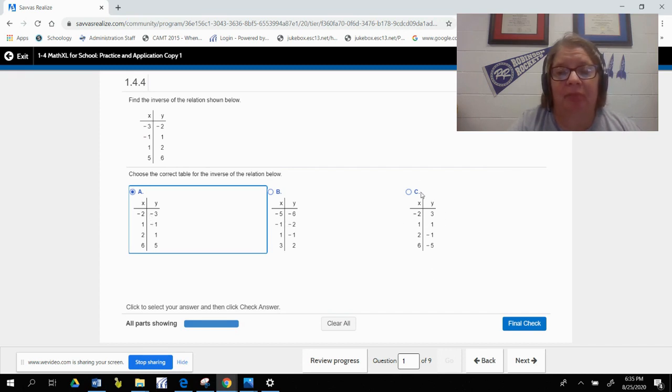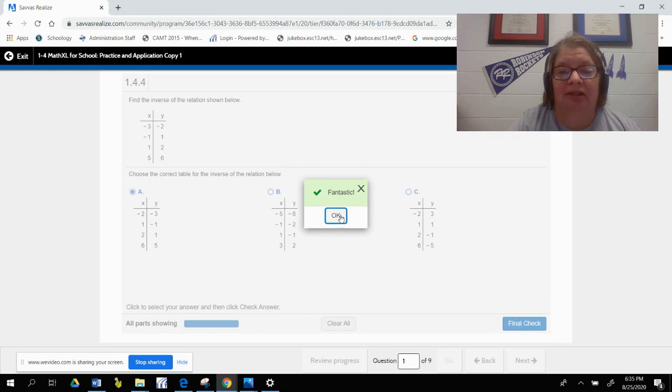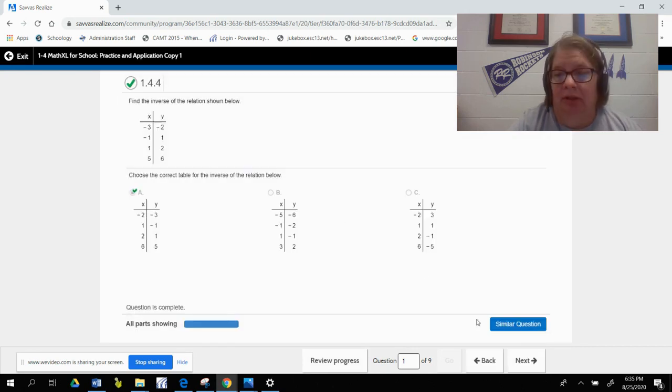What's wrong with this one? If you look at the first point, it should be -2, -3. This point, switch it, should be 1, -1. Nope, wrong. Has to be A. Final check. Fantastic. Okay, next question.